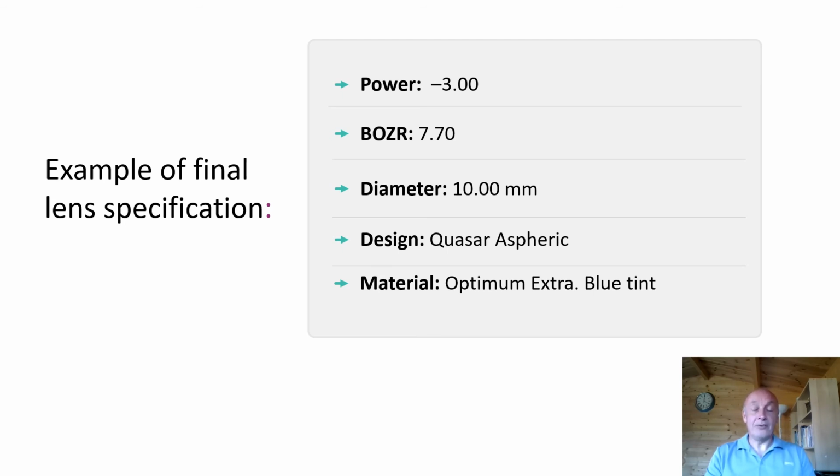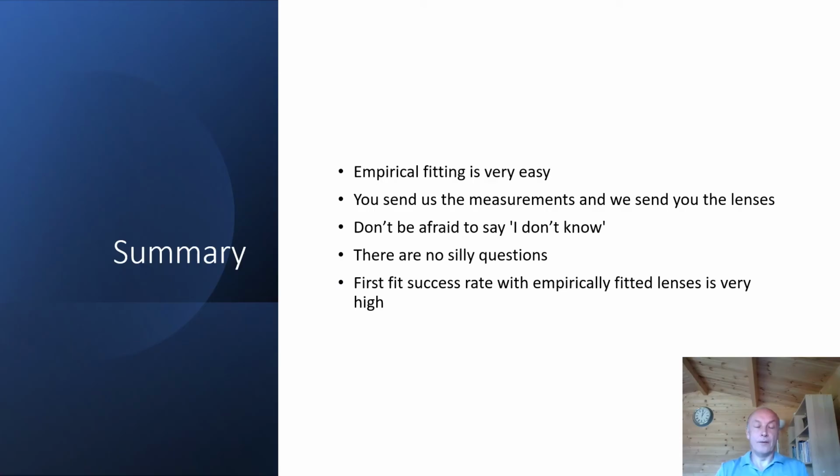The Optimum Extra material is available in other colours, so again for a high myope you could have grey in the right and blue in the left, just to aid the patient's identification of the lenses correctly for each eye. So to summarise, empirical fitting really is very easy. All we need you to do is send us the measurements of the patient's eyes and their prescription, and we will send you the lenses.